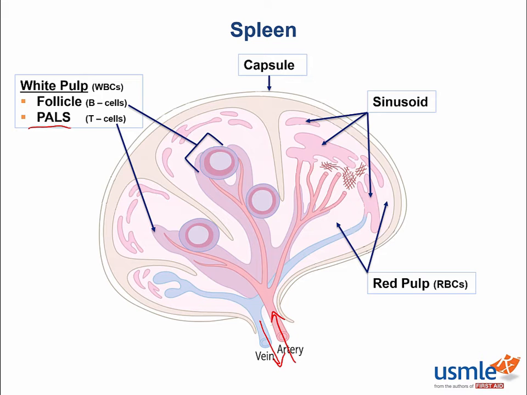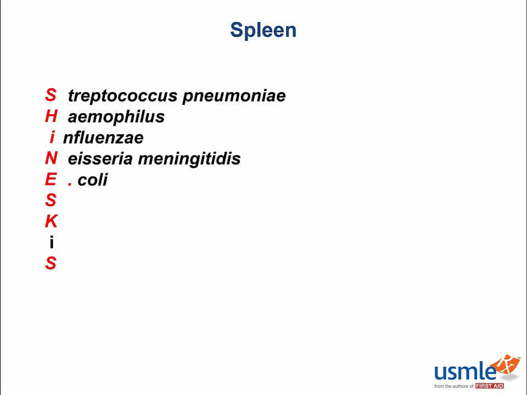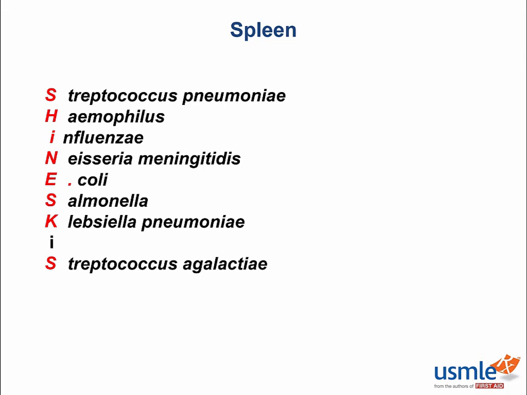Do you know what some of these encapsulated bacteria are? They can be remembered with the mnemonic SHINE SKIS, and this stands for Streptococcus pneumoniae, Haemophilus influenzae, Neisseria meningitidis, E. coli, Salmonella, Klebsiella pneumoniae, and Streptococcus agalactiae.